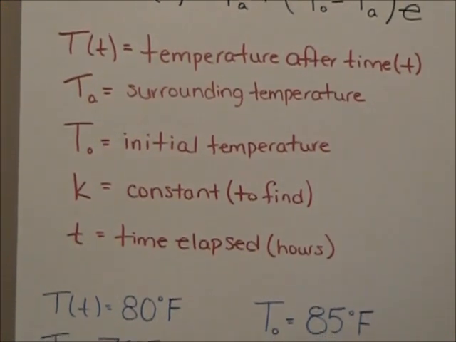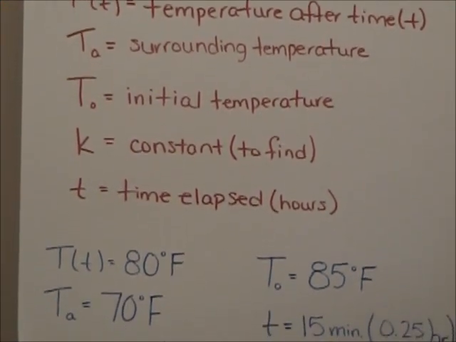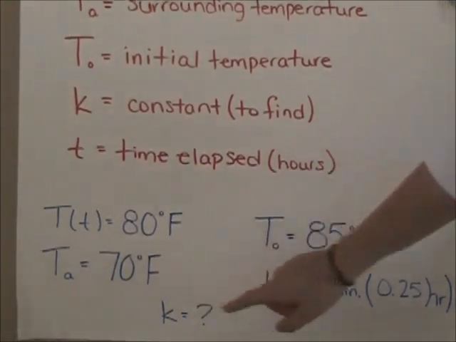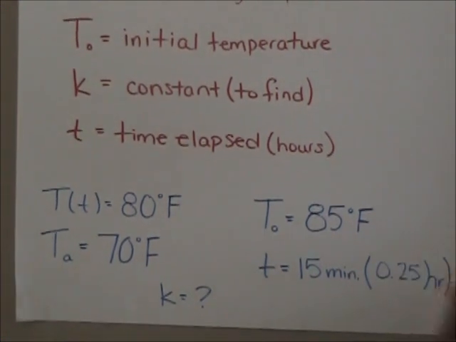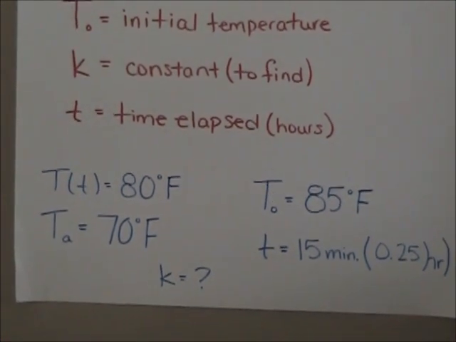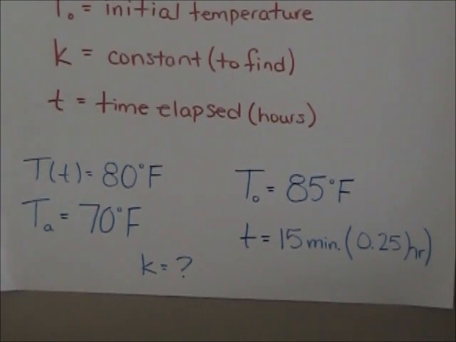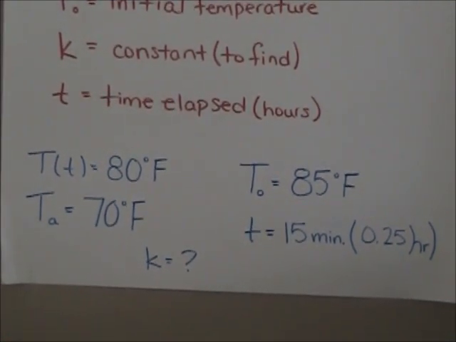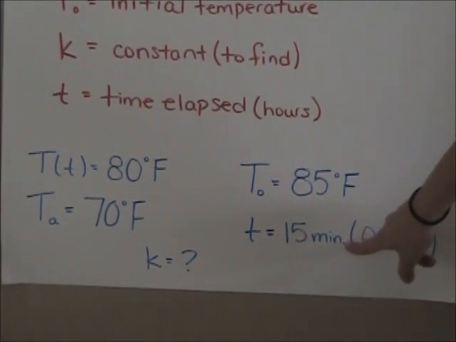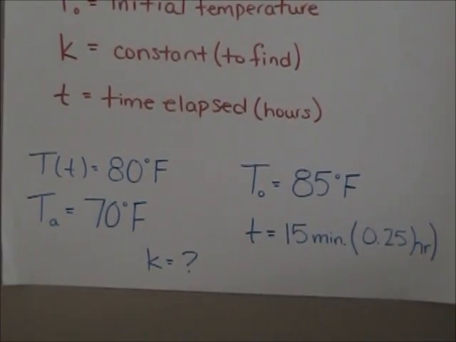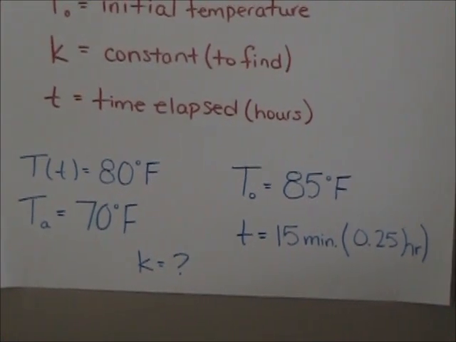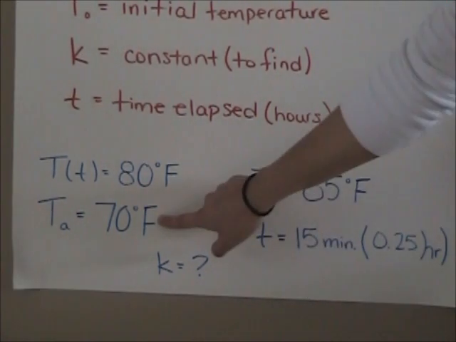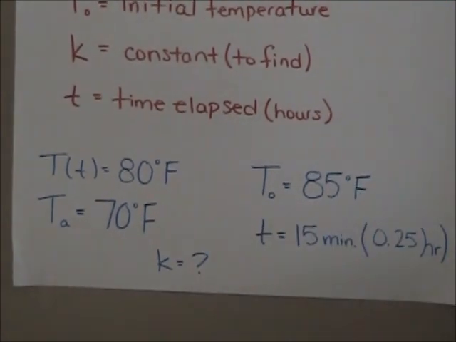So for ours, we said that our first temperature we had was 85 degrees Fahrenheit, and then after 15 minutes it was 80 degrees Fahrenheit. So our initial was 85, after time it was 80. Our time was 15 minutes, which is equal to 0.25 hours, because we need it in hours, and the temperature outside was 70 degrees Fahrenheit, and we're going to calculate k.